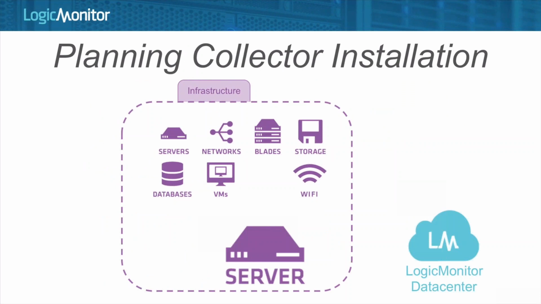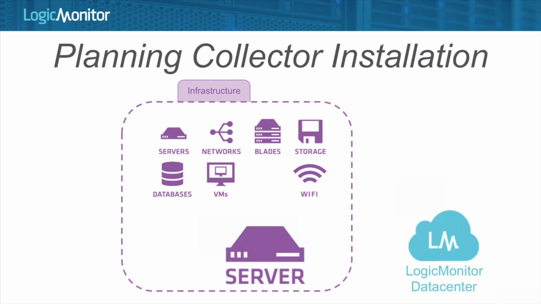So the first step in collector installation is deciding where you need collectors. For each location of your infrastructure, we recommend that you install a collector on a server that is physically close to the devices that it will monitor. For example, you don't want a collector to have to communicate across the internet to pull devices in another data center, or through firewalls or network address translation.